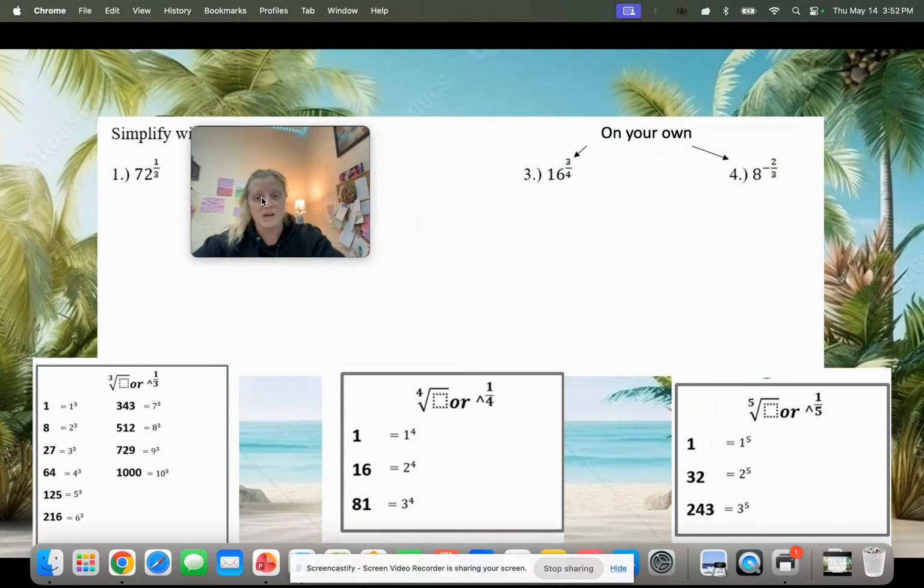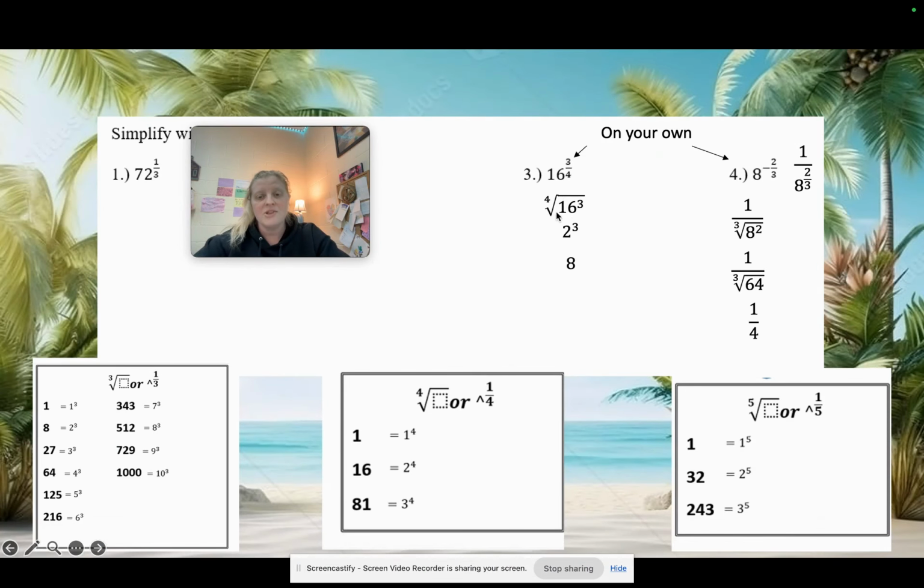So at this time, I'd like you to try 3 and 4 on your own. I gave you one positive, one negative exponent just to see if you can handle them. When you're ready, go ahead and unpause the video and we'll see if you got it to work out. All right, you can check and see you should have got 8 for number 3 and 1/4 for number 4. And if you didn't, maybe you can track down why, but here's my thought process when I do the problem.